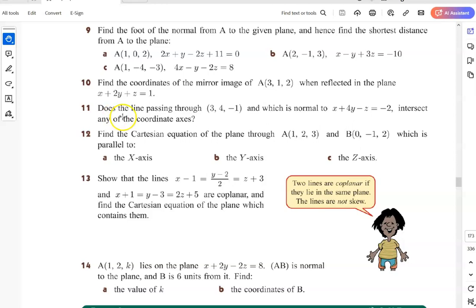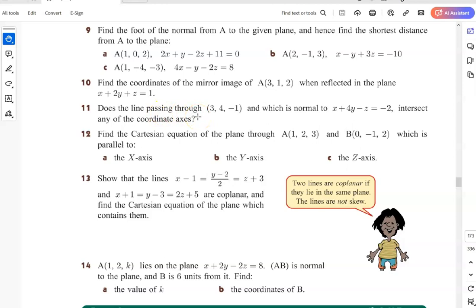But anyway, does the line passing through and which is normal to intersect any of the coordinate axes. So when we're reading this, what are we going with? Does this line intersect any of the coordinate axes? Now, we know if we had the equation of the line, how do we find if it intersects the coordinate axis, like 0, 0, 0? So when it intersects any of the coordinate axes, that's when one's going to have to be 0. But the first thing you have to do is find the equation of the line.